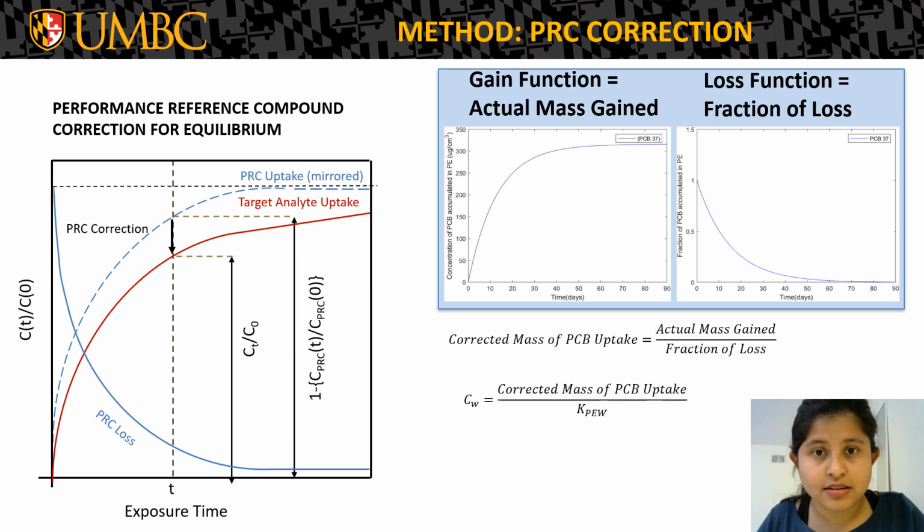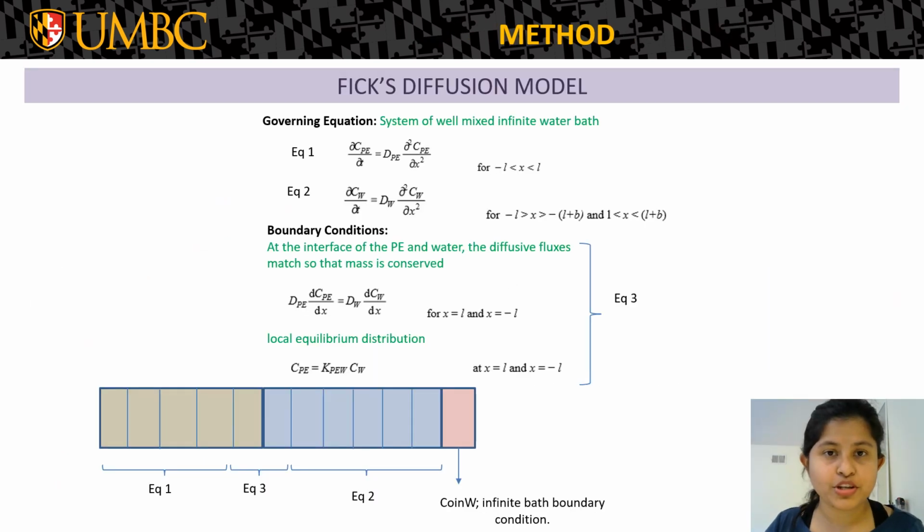We estimated the actual mass of PCB uptake into the polyethylene, and then corrected it for equilibrium by a factor equal to the fractional loss of a known concentration of the same PCB from PE to water. And then we converted the mass of PCB accumulated in PE to an equivalent mass in water by using the right partitioning coefficient. The accumulation profile of PCBs into PE was modeled by solving the fixed diffusion equation numerically.